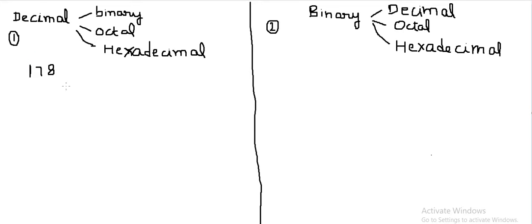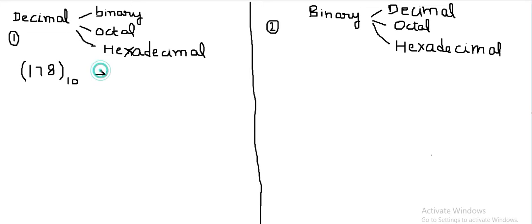I am just taking a small number for you, without fraction. I have already discussed in one of my video lectures how to convert the fraction part. In this lecture we are only focusing on the non-fraction part, because that is what they are going to ask in your exams. So we have this decimal number 178, which has base 10, and we need to convert it into binary, octal and hexadecimal. Let's first convert into binary.